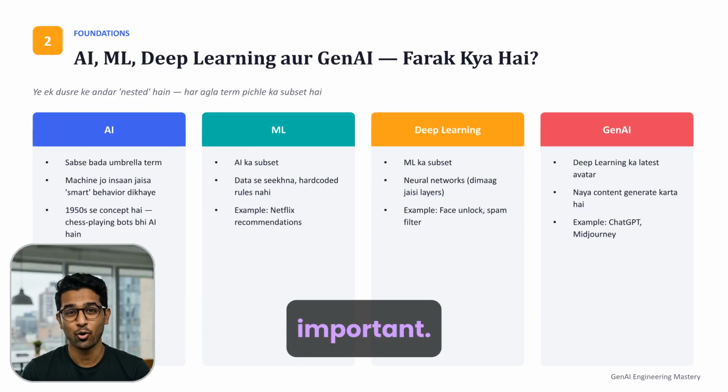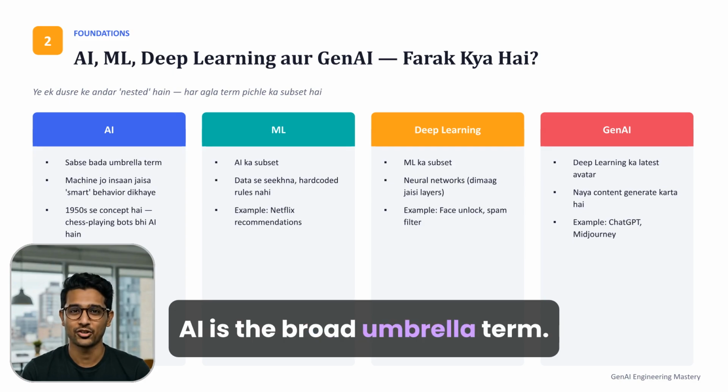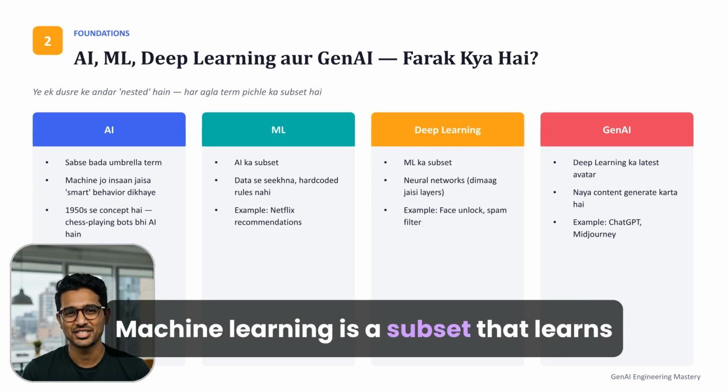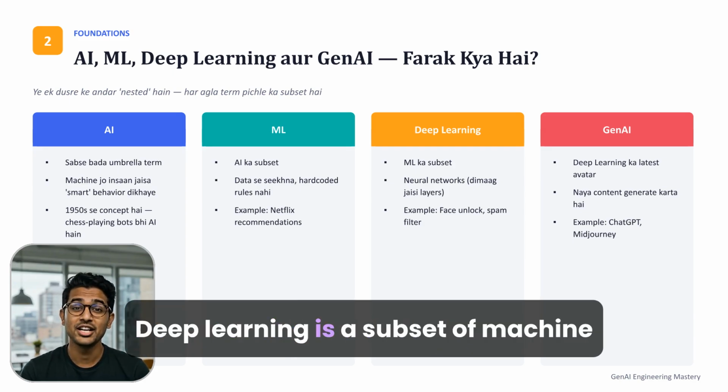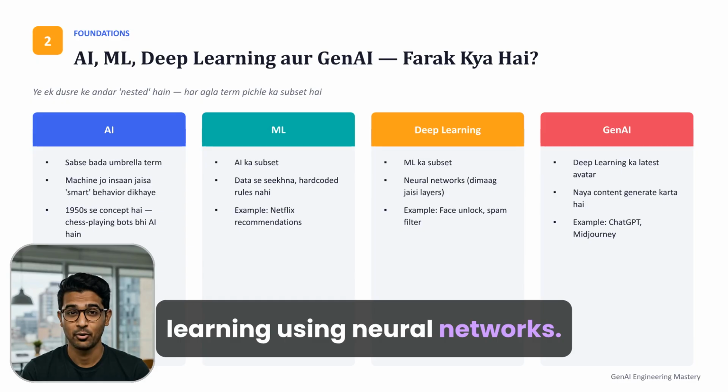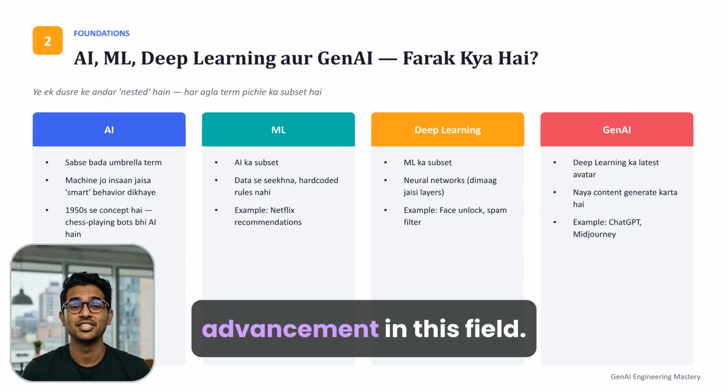Understanding the hierarchy is important. AI is the broad umbrella term. Machine learning is a subset that learns from data. Deep learning is a subset of machine learning using neural networks, and generative AI is the latest advancement in this field.